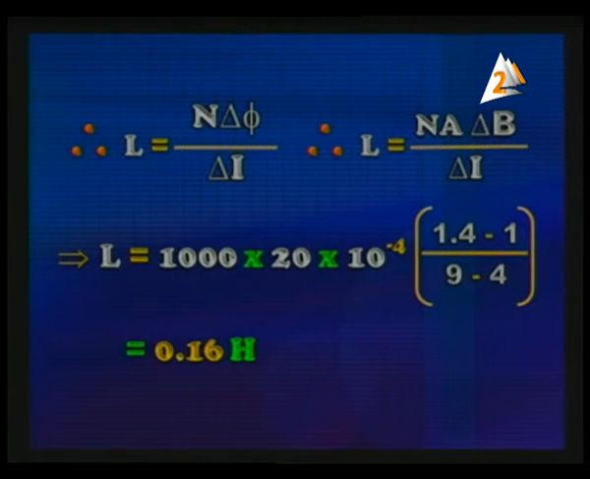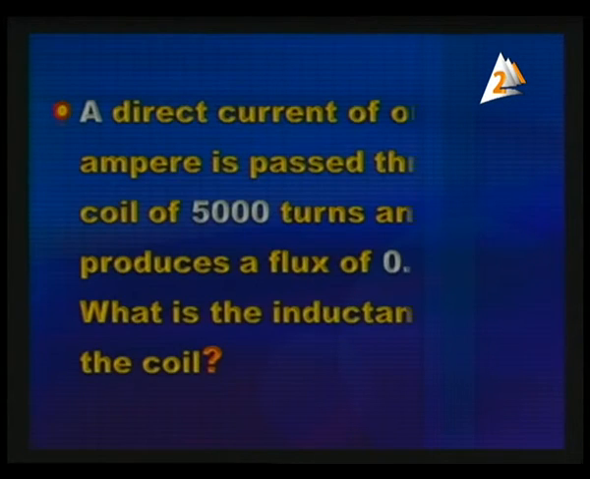So it is equal to 1000 times 20 times 10 power negative 4. The flux changes from 1 to 1.4, and the current changes from 4 to 9, and the inductance is equal to 0.16 Henry.